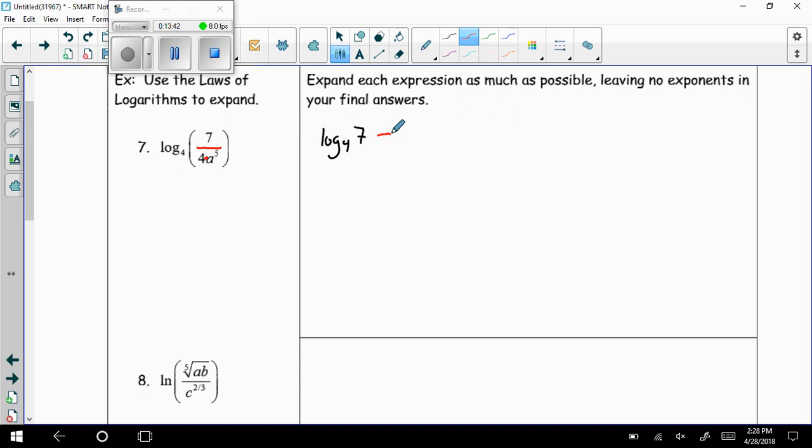minus, this is where it gets a little tricky. We have log base 4 of 4. The times sign goes to a plus, and this is log base 4 of a to the 5th. Now, what I wrote is incorrect, and I want to emphasize why. There are two things on the denominator. We have a 4 and we have an a to the 5th. So if you want to write it like I have, you're going to need parentheses here, because technically both of those pieces are being separated by the division. So we're subtracting both of those.